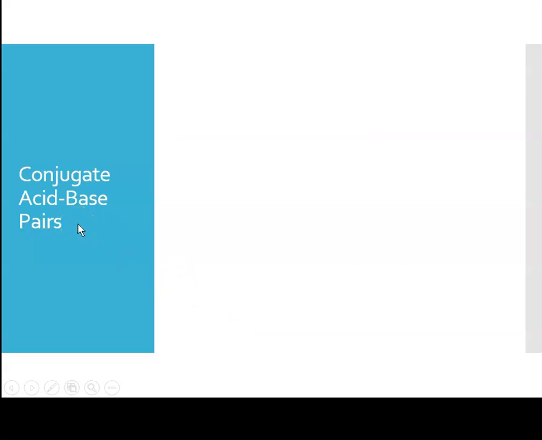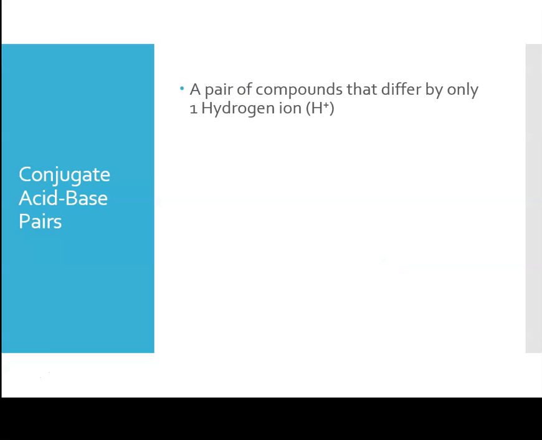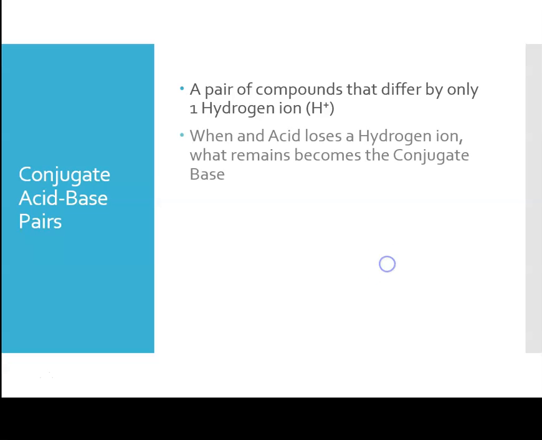Now for the conjugate acid and base, that means that this will be the opposites, or going the opposite direction in the reaction. Okay? A pair of compounds that differ by only one hydrogen ion. When an acid loses the hydrogen ion, what remains becomes the conjugate base. It may seem a little confusing. I'll make it simpler on one of the next slides.